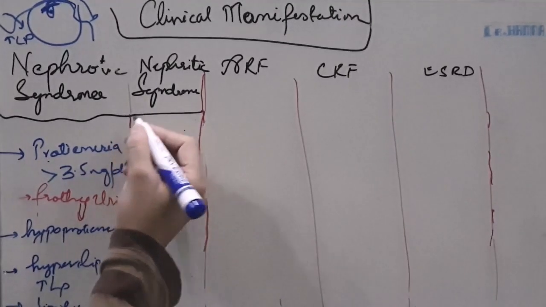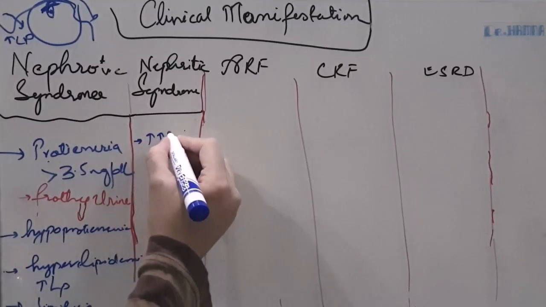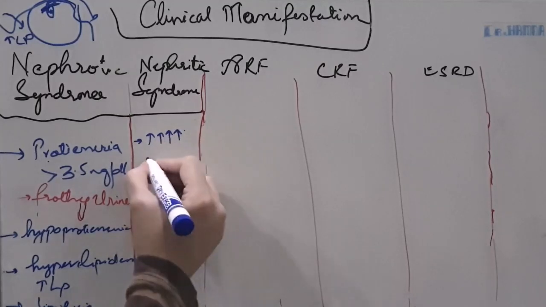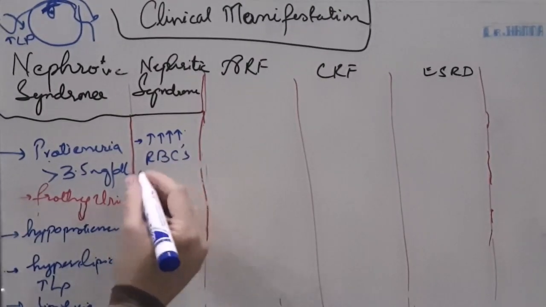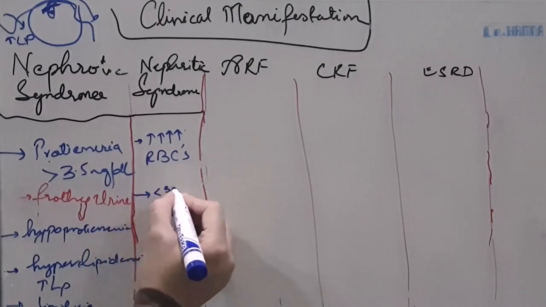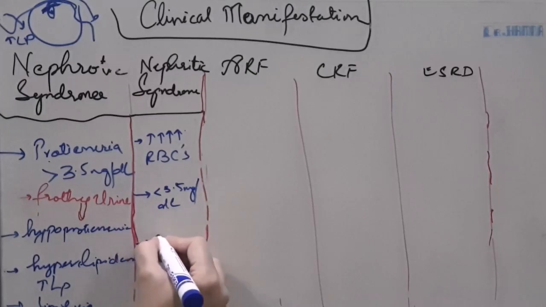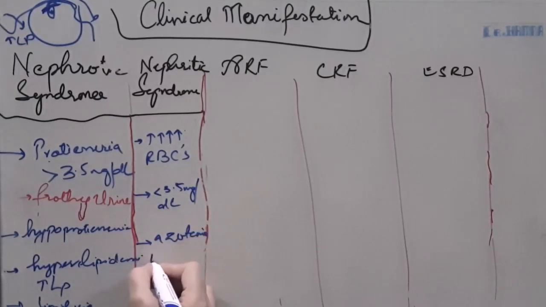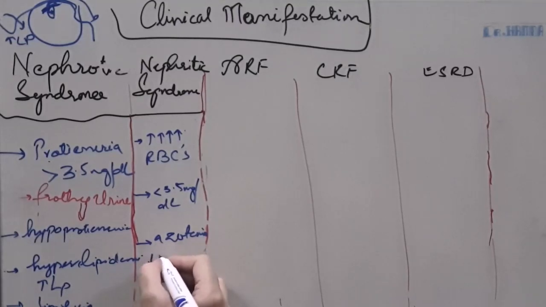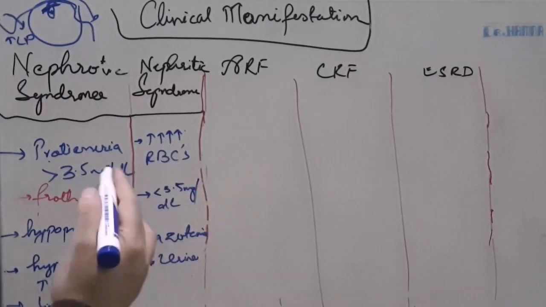So nephritic has only three main differentials, and the features of nephritic syndrome are an increase in the number of RBCs within the urine. Proteinuria is relatively less, and it is less than 3.5 mg per deciliter. And azotemia. Azotemia is basically a decrease in the quantity of urine. So these are the key manifestations.